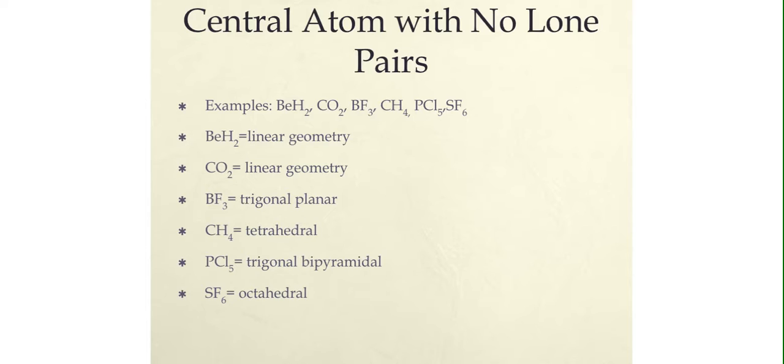So for the sake of trying to keep this as easy as possible, remember that generally the first element in a compound or a formula is the central atom. So here we go. We have BeH2, also known as beryllium hydride. The Be is in the center and it's surrounded by our hydrogens. So 2 hydrogens. This is our first scenario.